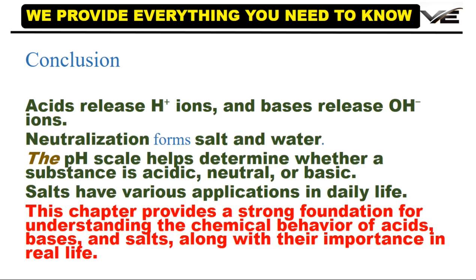Conclusions. Acids release hydrogen ions and bases release OH negative ions. Neutralization forms salt and water. The pH scale helps determine whether a substance is acidic, neutral, or basic. Salts have various applications in daily life. This chapter provides a strong foundation for understanding the chemical behavior of acid, base, and salt, along with their importance in real life. Thanks for watching.